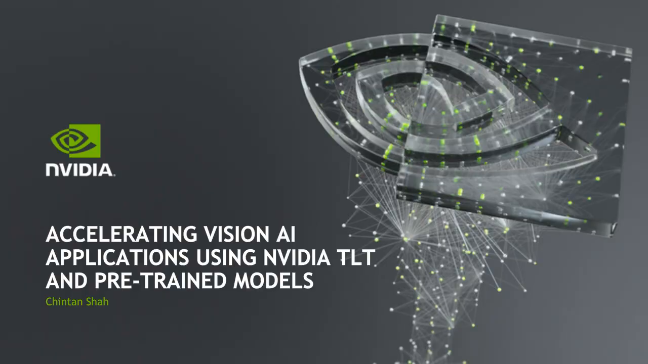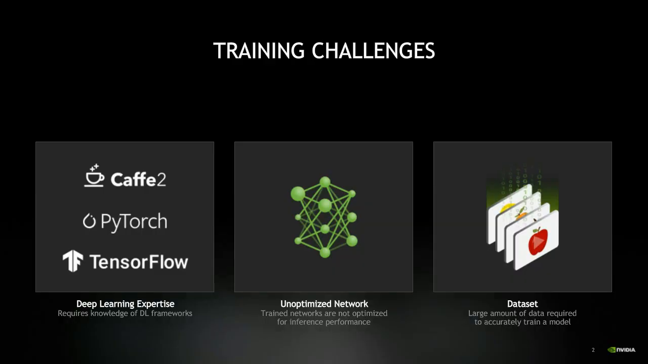First, let's look at some challenges. There are several challenges with training an AI model. First, you need deep learning expertise. That means learning about one or more of the deep learning frameworks, like TensorFlow, PyTorch, Caffe, etc. Also, you need a knowledge of deep learning architecture. Second, all the training frameworks are geared specifically to improve accuracy. Although training accuracy is very important, you also need to optimize the network for inference performance, especially if the inference needs to run on a small embedded device on an edge.